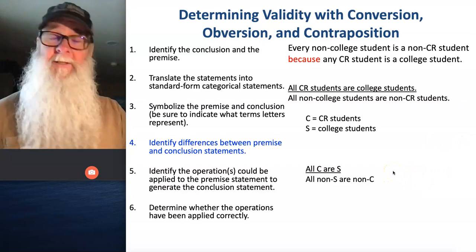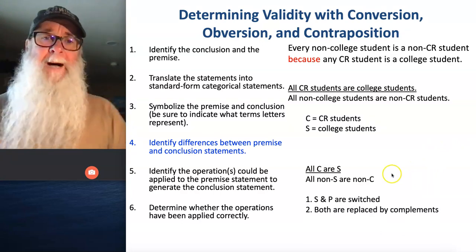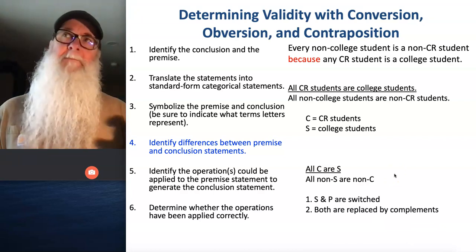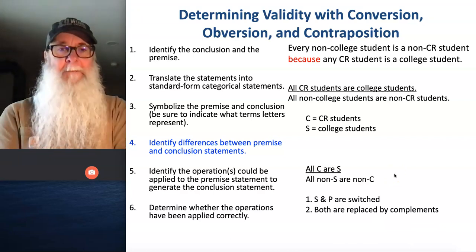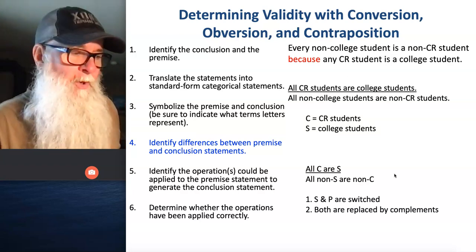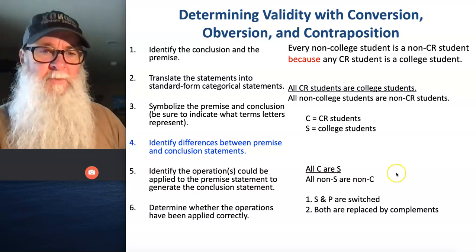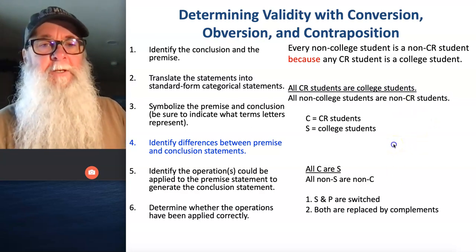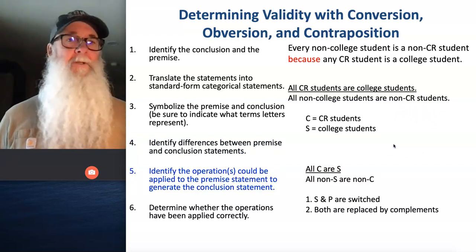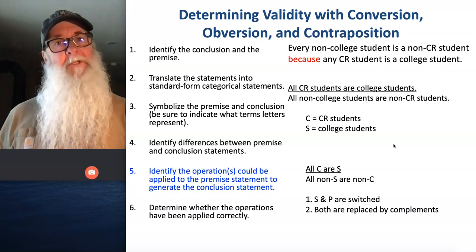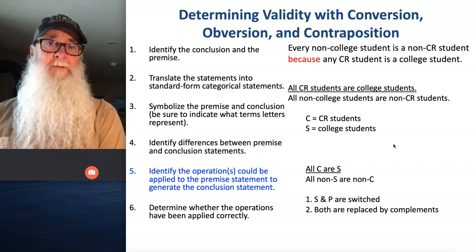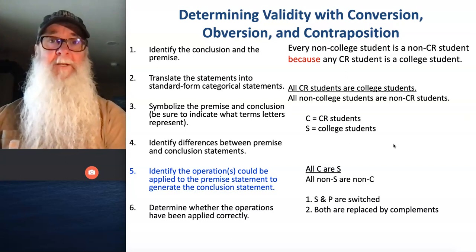They're both A statements, so they have the same quality. But I noticed that in the conclusion statement, the subject and predicate terms seem to be in different positions than they are in the premise. And both of those terms seem to have been replaced by their term complements, okay? So when I look at this argument, I recognize there's two things going on here. The subject and predicate terms in the conclusion have switched positions, and those two terms have been replaced by their term complements.